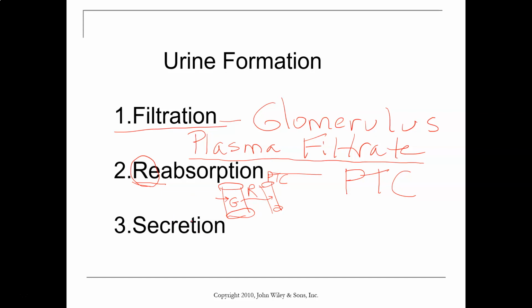kidney tubules can do is they can secrete things. So secretion is pretty much the opposite of reabsorption. It's moving things out of your peritubular capillaries. I'll just use an X for something you want to get rid of, but it didn't get filtered. Because filtration is one major way we get rid of stuff in our blood.